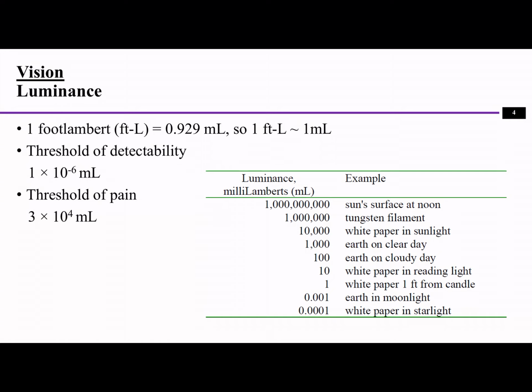There's also a certain threshold that will give human eyes pain, which is 3 times 10 to the power of 4 millilamberts, and in this range it will start to hurt our eyes. And also there's a threshold of detectability: if it is smaller than 1 to 10 times 10 to the power of -6, then it's hard for us to tell or detect because of the very low luminance.